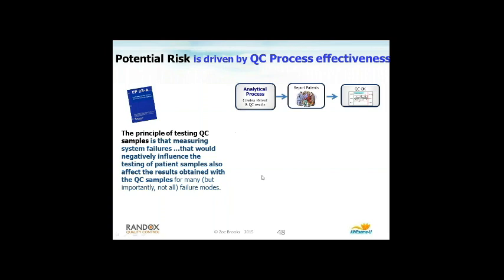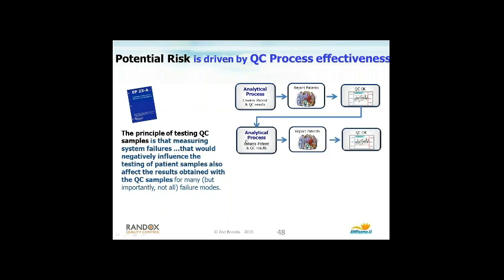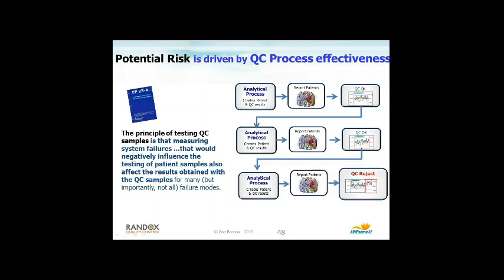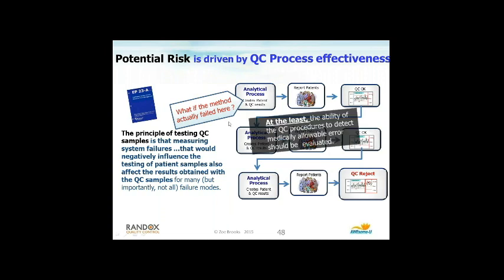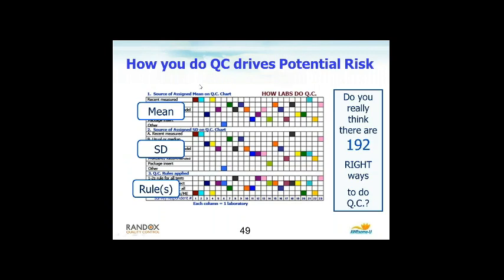What we do now, the analytical process creates the patient and QC results, we report them, we check the QC. We create results, report results, check the QC. Now we get a QC reject, but what if the method actually failed way back here? At the least, the ability of QC procedures to detect medically allowable error should be evaluated. How you do QC drives potential risk.